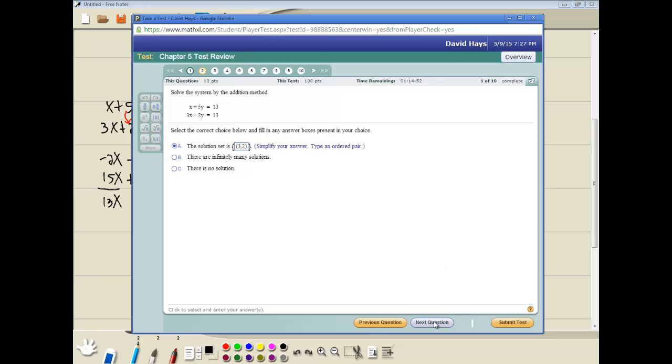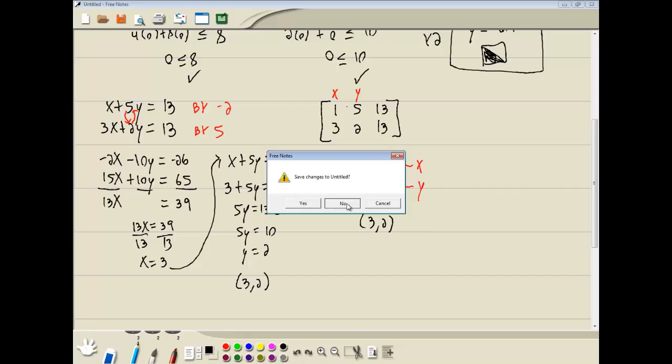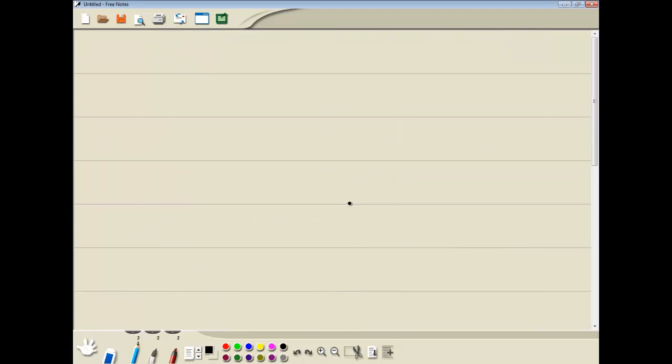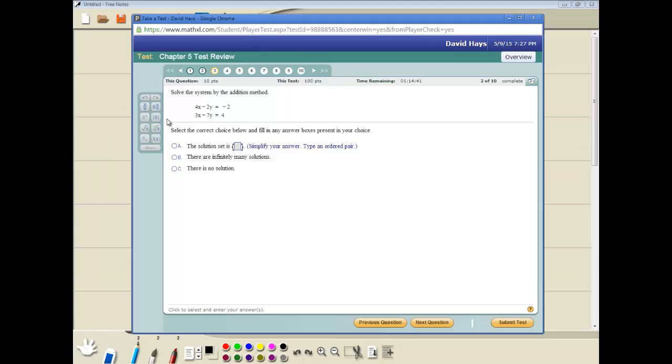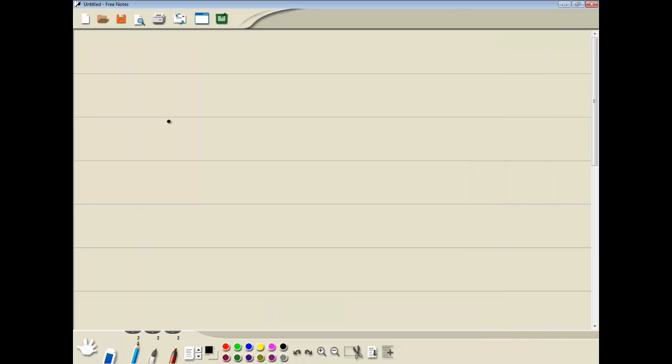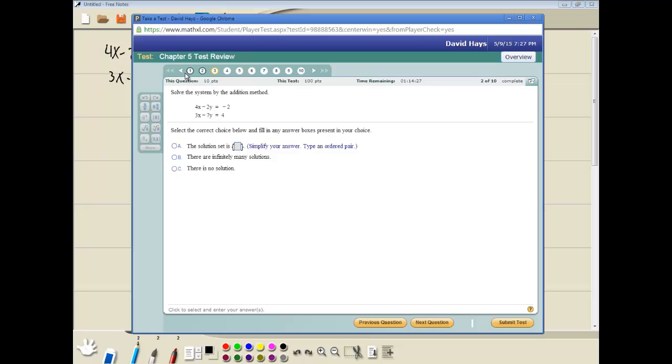Let's see, next question. Solve it by the addition method. Let me start a new page. We've got 4x minus 2y equals negative 2, and 3x minus 7y is equal to 4.